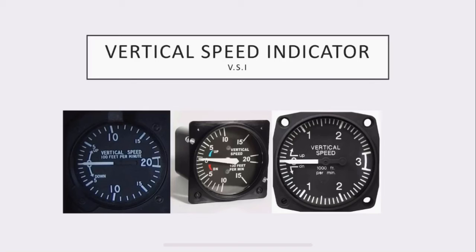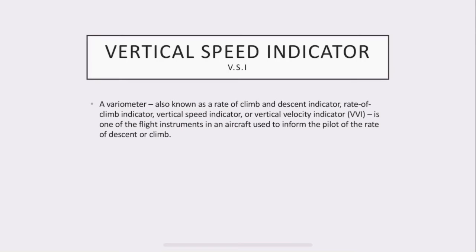So what is the definition of vertical speed indicator, or in short VSI kung tawagin ng ating mechanics? The vertical speed indicator, or variometer, also known as the rate of climb and descent indicator, rate of climb indicator, or vertical velocity indicator, or in short VVI, is one of the flight instruments in an aircraft used to inform the pilot of the rate of descent or climb.